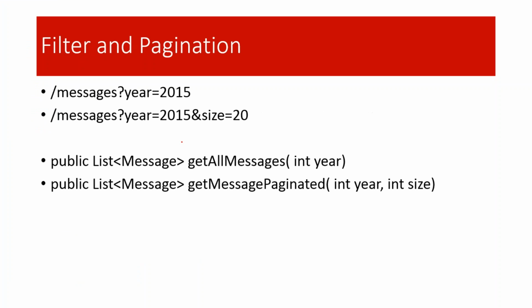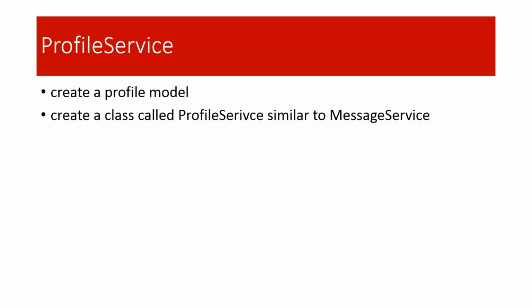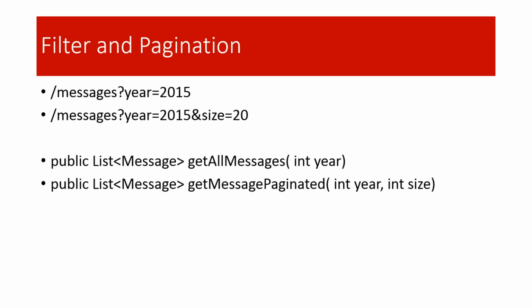So if you want to create a profile service, you create a profile model and a profile service similar to the message service. Then again you have filter and pagination. Filter is if you want to filter out the messages, and pagination is if you want to limit the size of the messages. If you want to implement both filter and pagination, you need to keep that many parameters. One is an integer here, and for paginated messages you have two parameters: one is start and the other one is size.